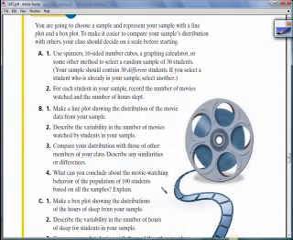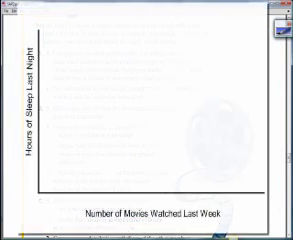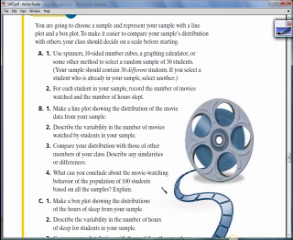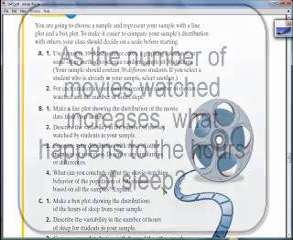So I want you to make a scatter plot. On the x-axis, you're going to have the numbers of movies, just like your line plot before. On the y-axis, you're going to have the number of hours a student slept. With your 30 students, you should have 30 points plotted on this scatter plot. Make it a high quality scatter plot, with labels and a title, and go ahead and pause the video and plot those points. Now we're going to answer some questions about your scatter plot.